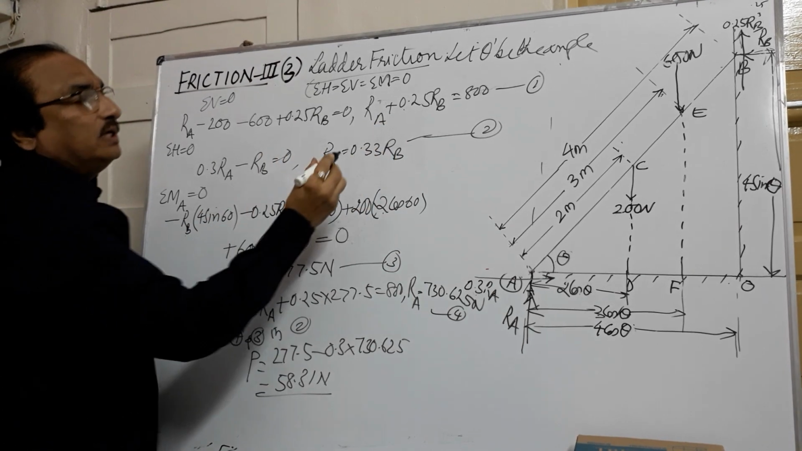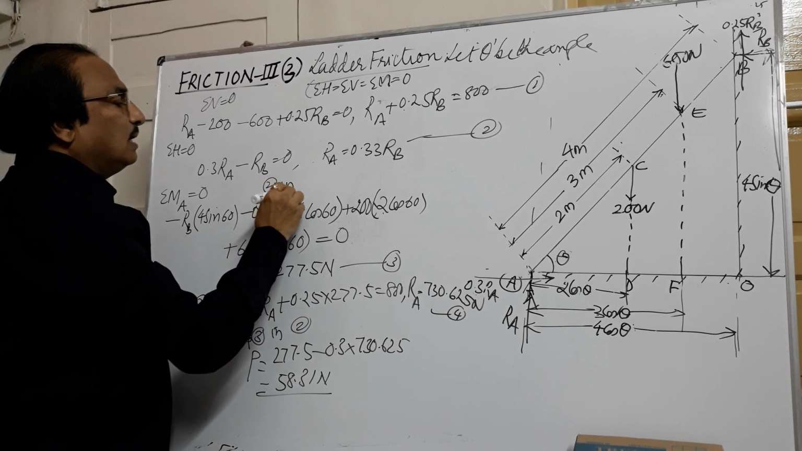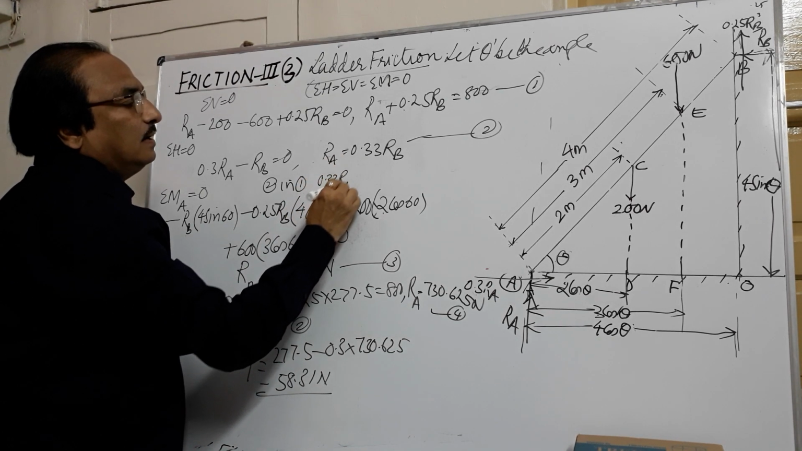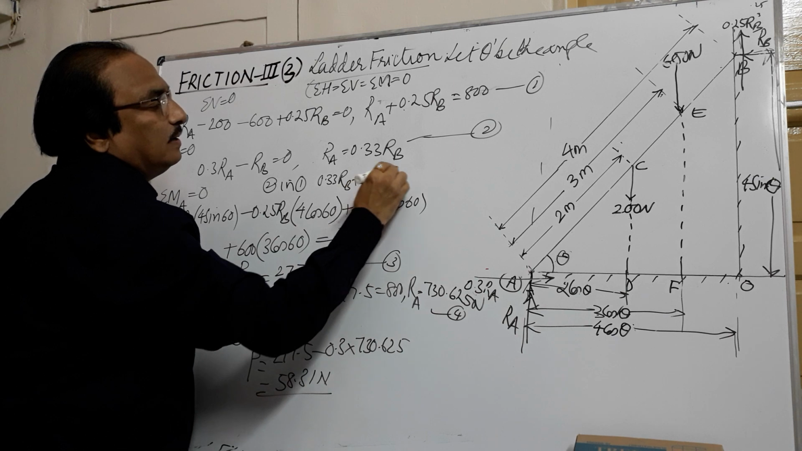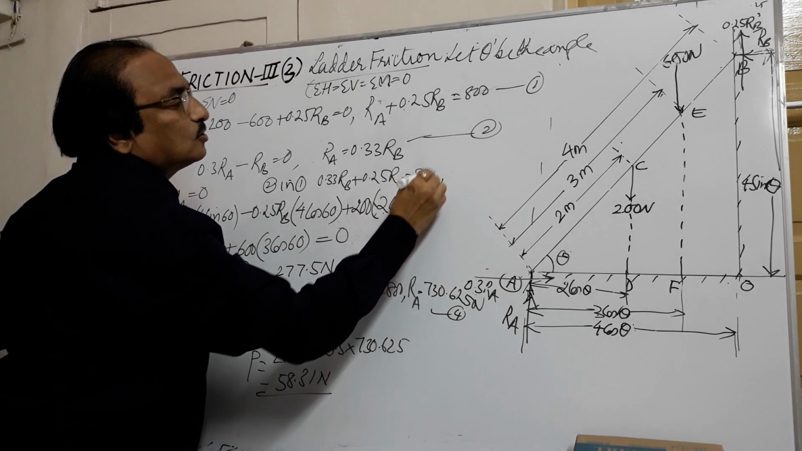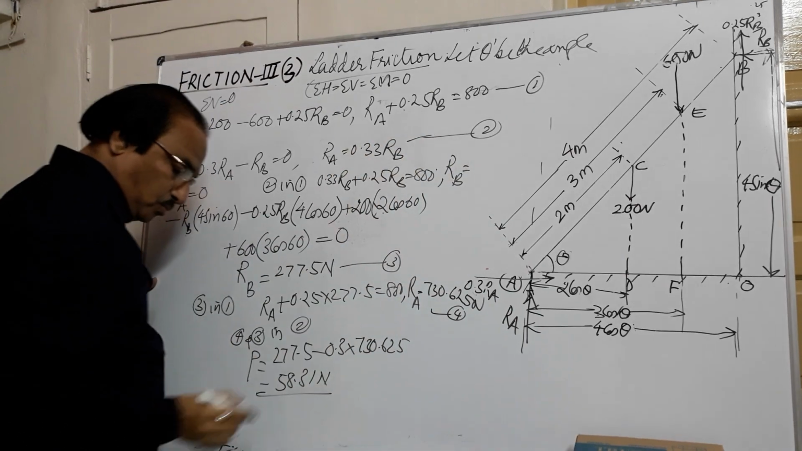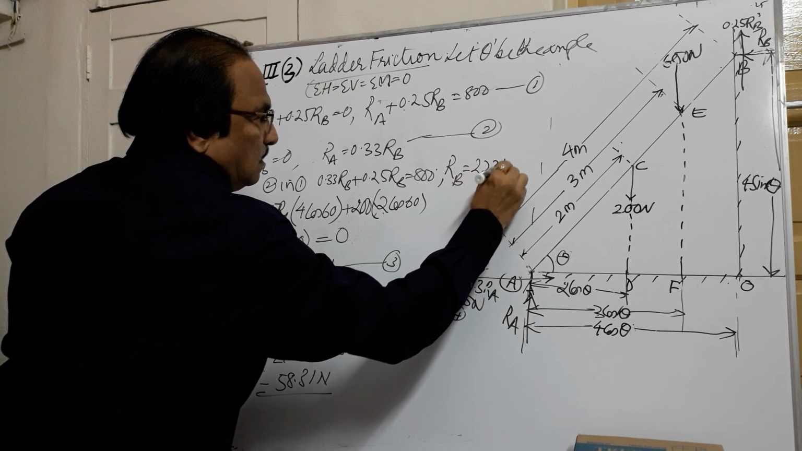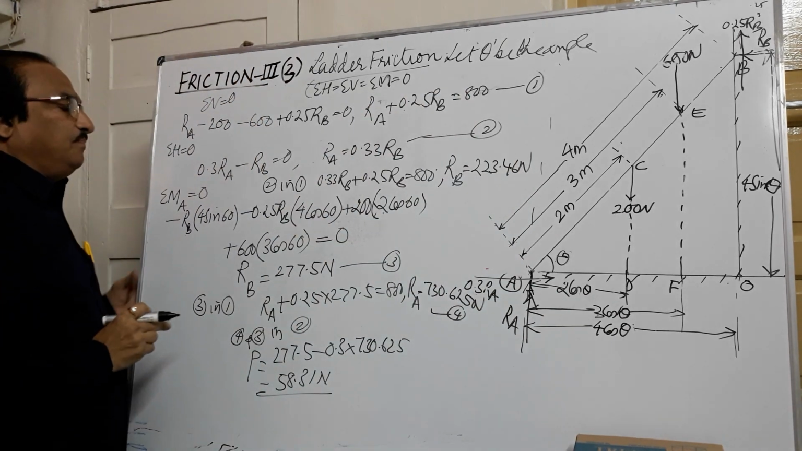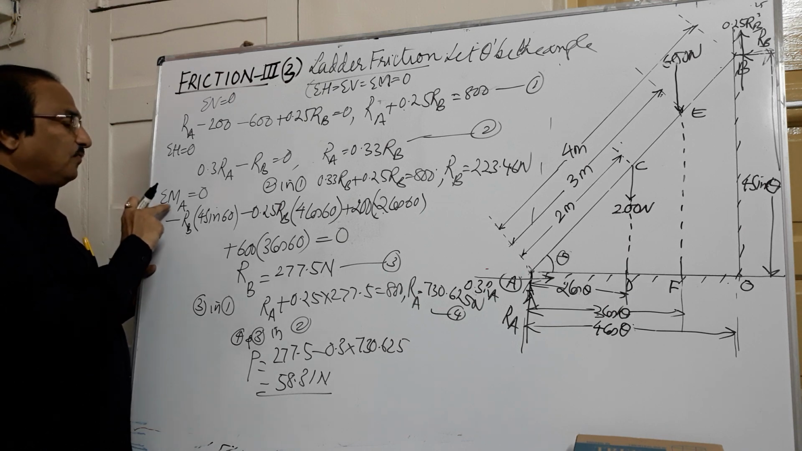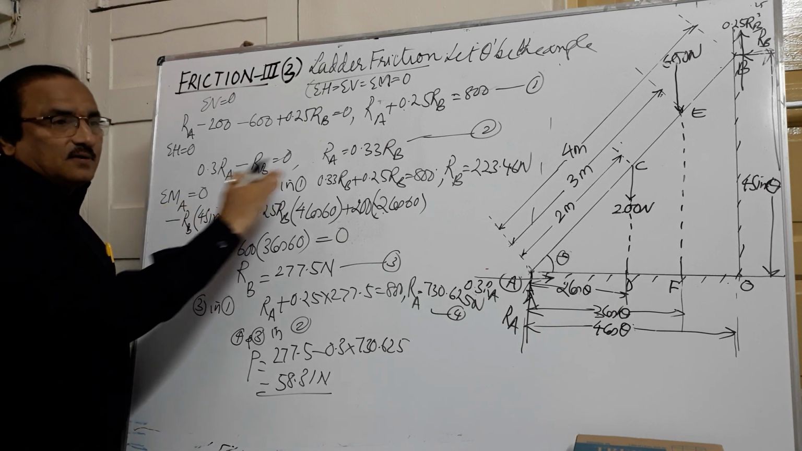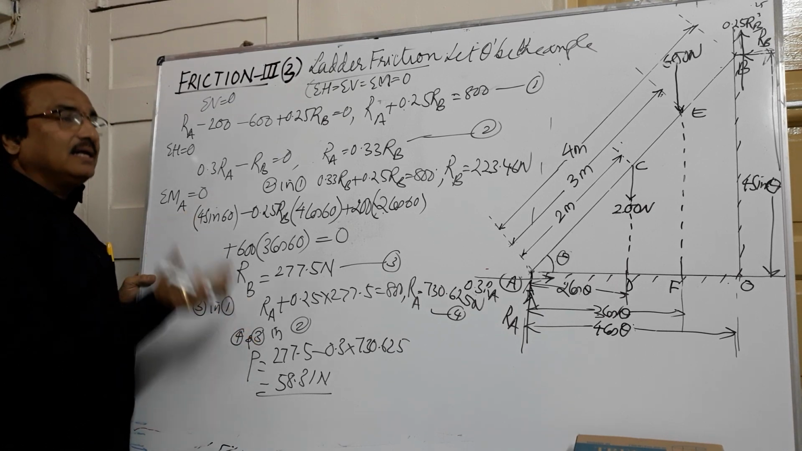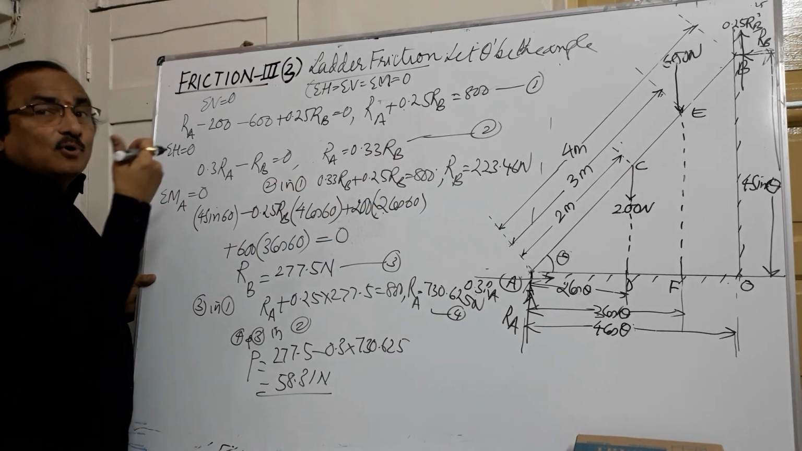That's the only change. So let us substitute 2 in 1. 0.33 RB plus 0.25 RB is equal to 800. This will give you the value of RB as 223.46 Newton. Now we will go for sigma MA. The equation will remain the same. Here you will be knowing the value of RB because P has gone.